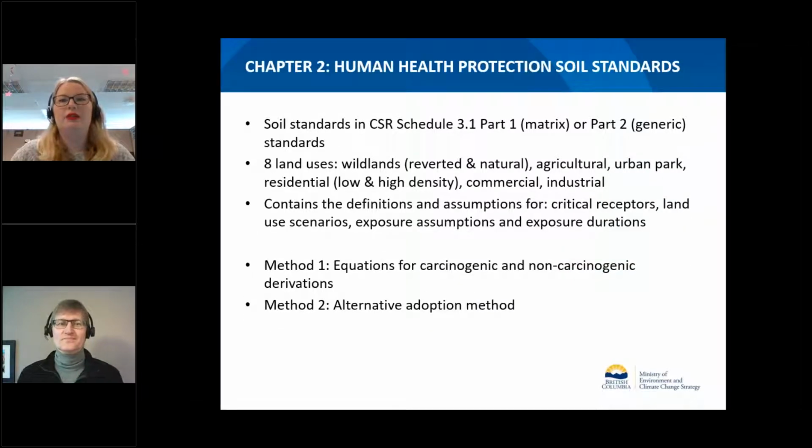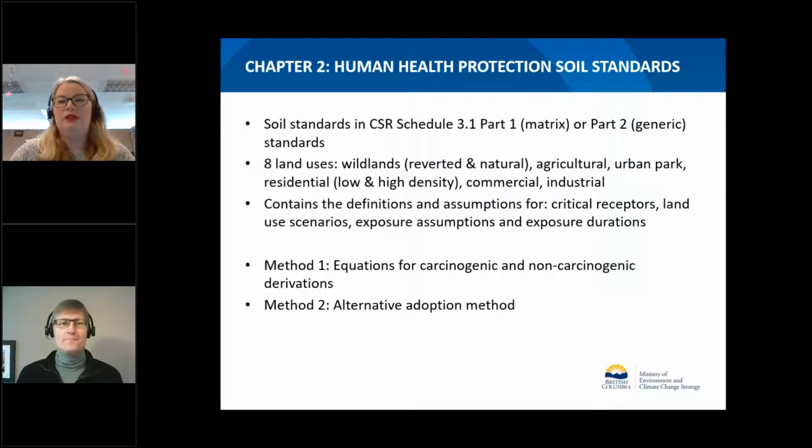We will now go through a high-level description of each chapter, starting with Chapter 2. This chapter details the derivation of human health soil standards, which can be found in CSR Schedule 3.1 Part 1, the matrix soil standards, or 3.1 Part 2, the generic soil standards. There are 8 land uses, and they are listed on the slide. This chapter contains definitions and lists the assumptions relating to who the critical receptors are, land uses, and descriptions of their land use scenarios, the assumptions for critical receptors, for example, body weight, lifespan, and soil ingestion rates, and the duration of time receptors are exposed based on a given land use.